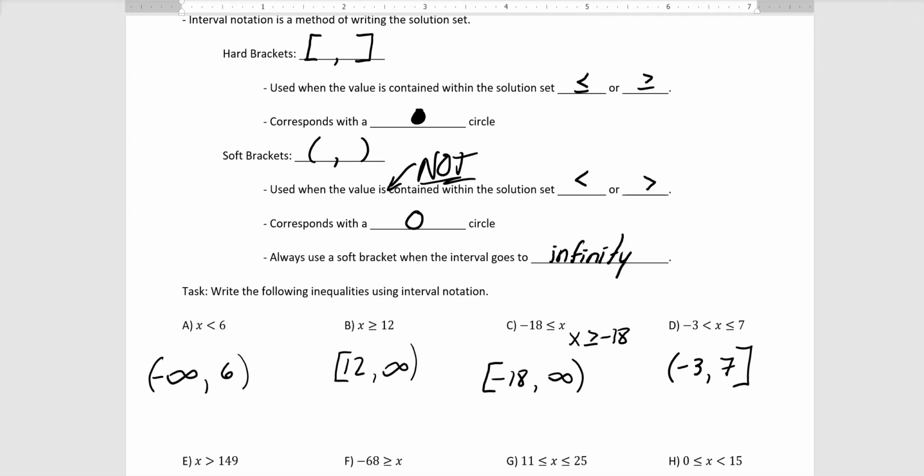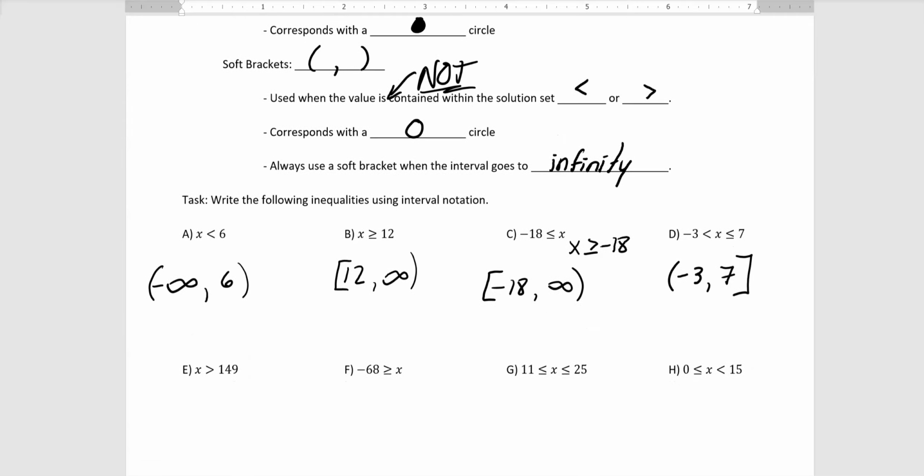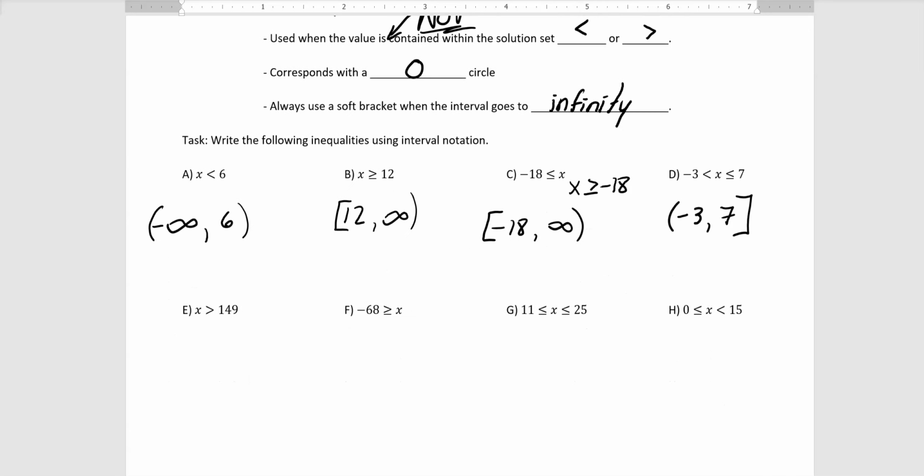And there we go. So this was A through D. Go ahead and pause the video. I want you to try E through F on your own. You can see E through F here. Let me give you a little more space. Go ahead and pause. Try those.